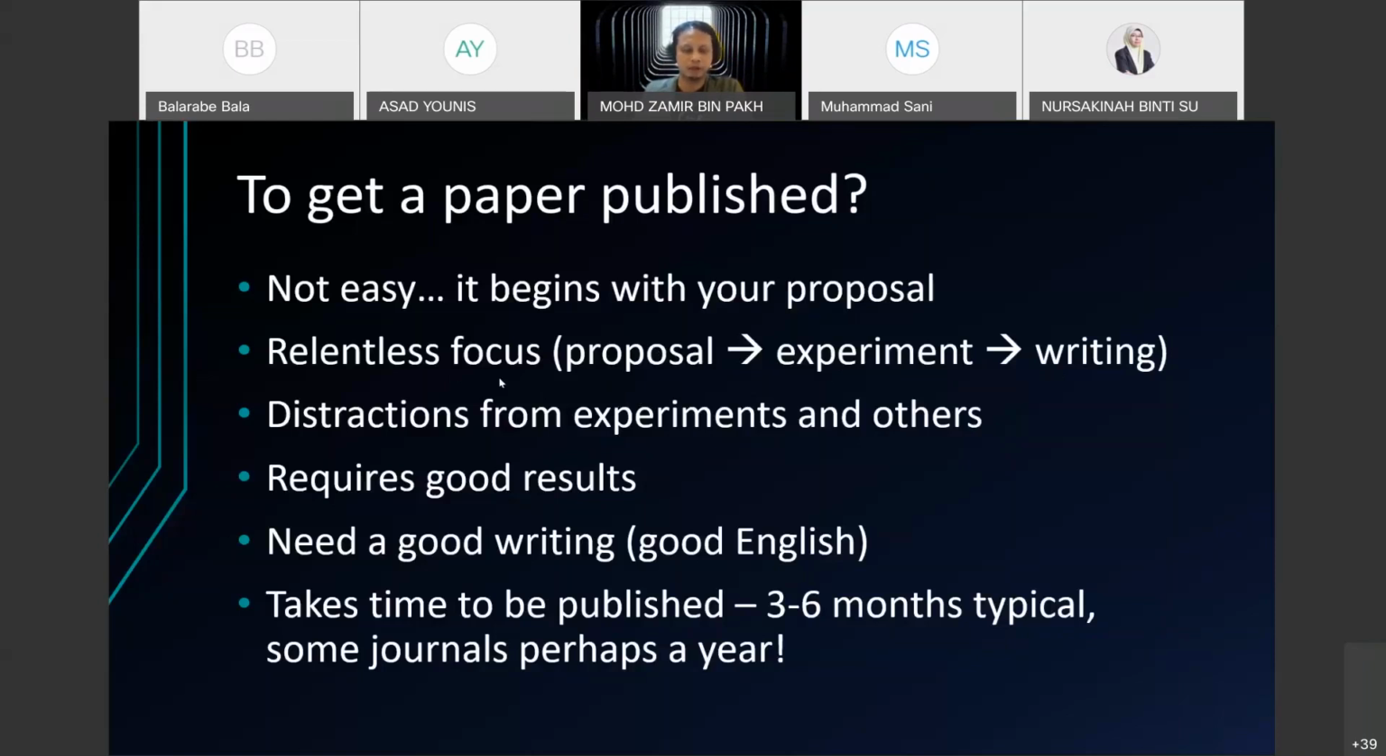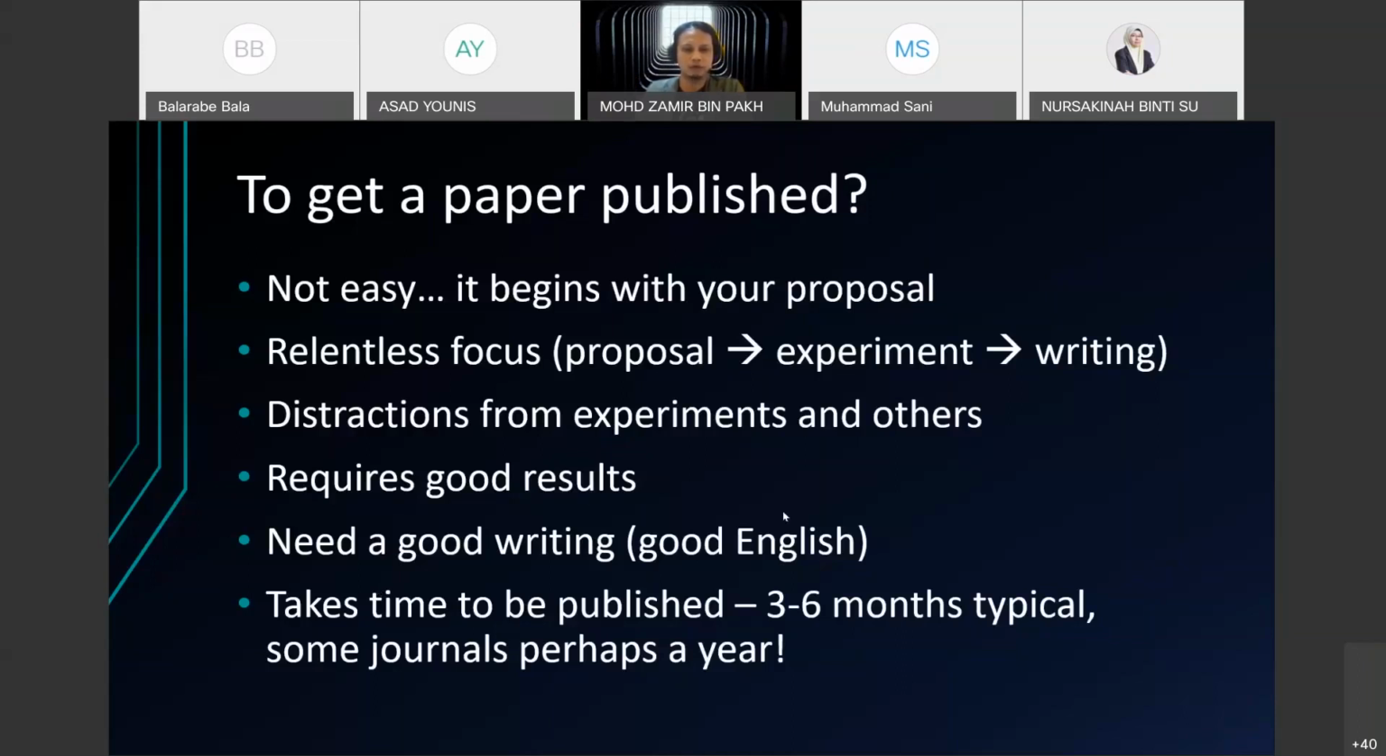So, distraction from experiments. Sometimes you want to get your paper written, you have tons of experiments waiting for you. So distractions are not only from your social media, friends, families, whatnot. It may also come from your experiments that are waiting for you to run. Okay, it requires good results in order to be published.